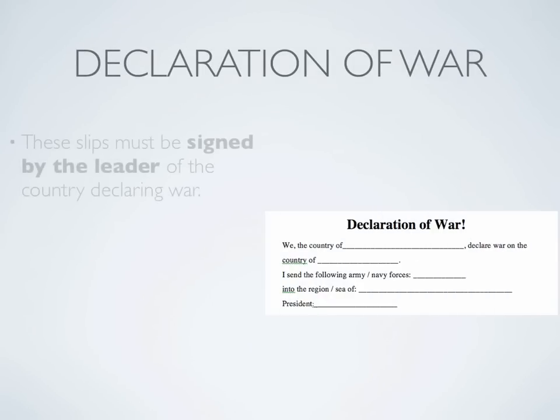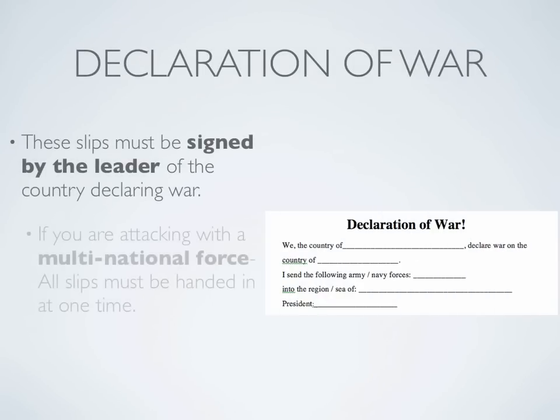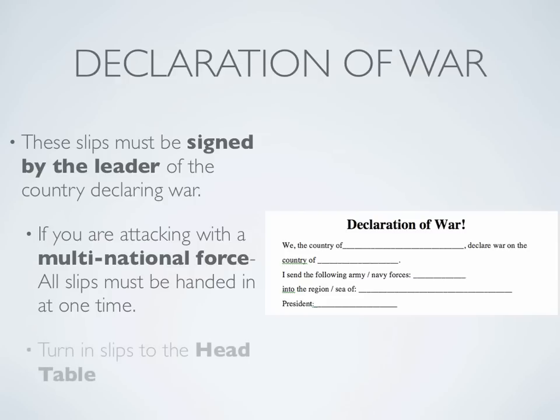Declaration of War Slips. The declaration of war slip is signed by the president and handed into the head table, or the teacher, to declare war and attack another country. You must have the number of forces that you're going to take into combat against the other side.